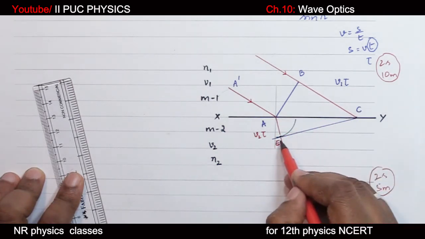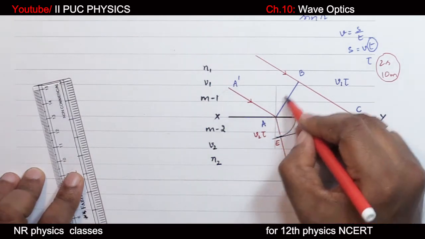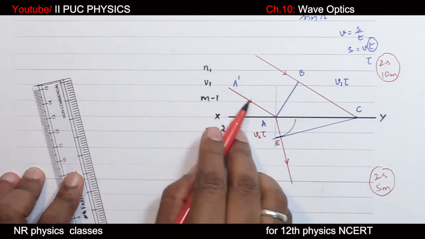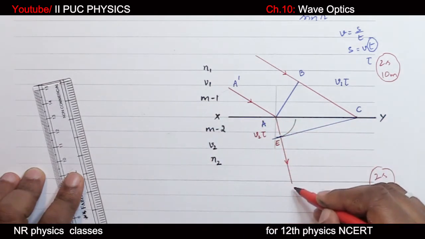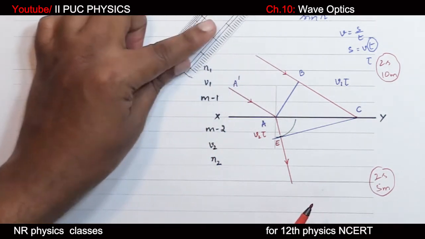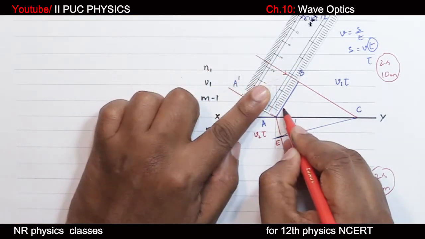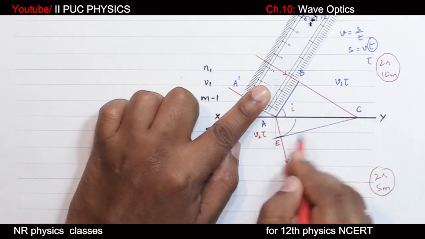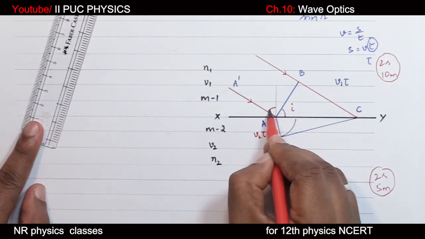CE is the refracted wavefront. AB is the incident wavefront. CE is the refracted wavefront. A dash A is the incident ray. AE is the refracted ray. If this is the incident wavefront, the angle between the incident wavefront and the interface is the angle of incidence, I. If this is I, then this is 90 minus I and this angle is I.